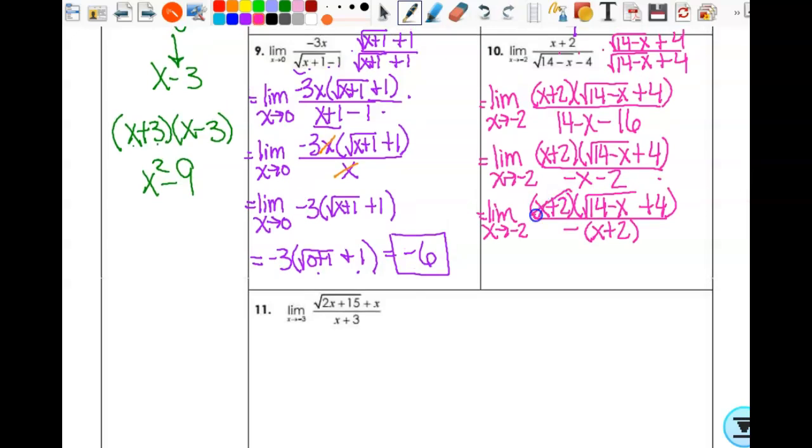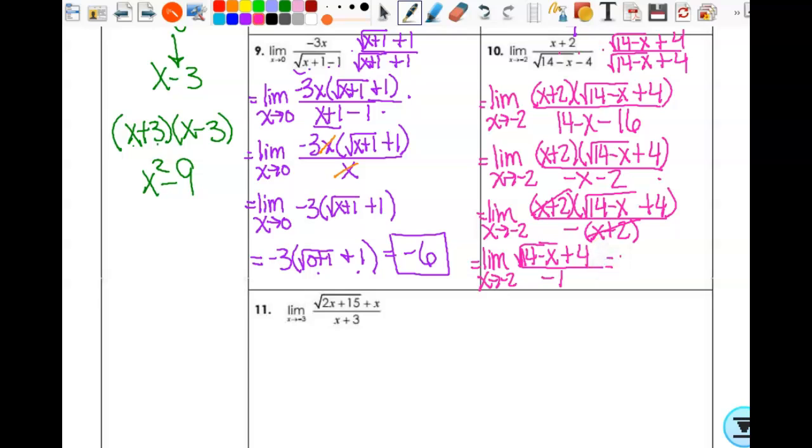So now I can cancel these out, and then this leaves me with the limit as x approaches negative 2 of square root of 14 minus x plus 4 over negative 1. Now, or you could have put the negative out front. You've got to be careful putting the negative out front. You'd have to leave the parentheses there. It's safer just to leave it where it was and do your thing.